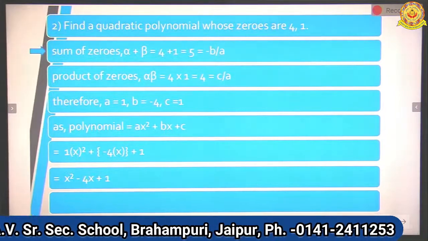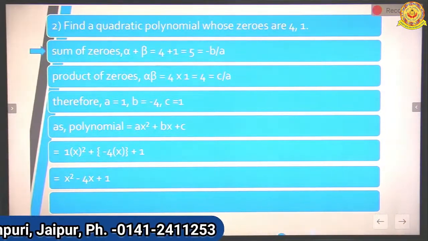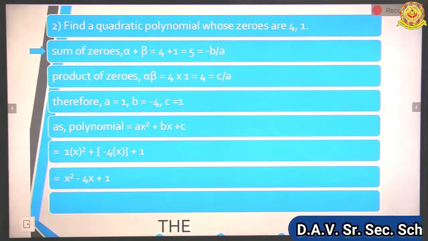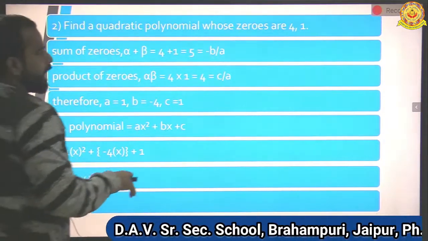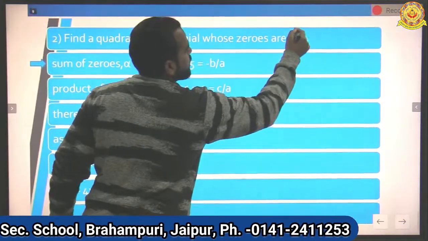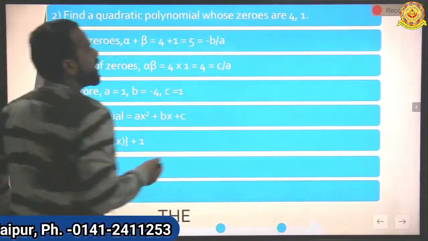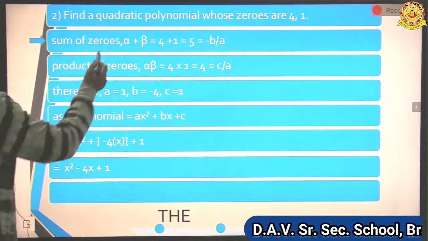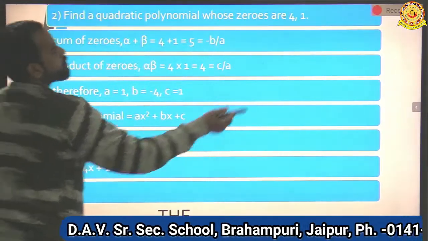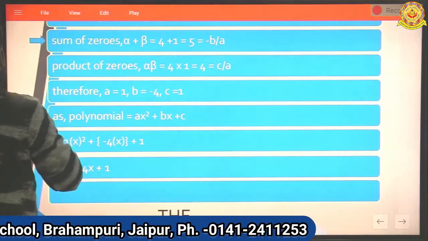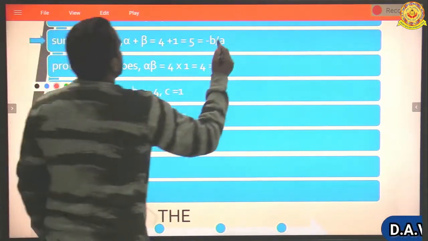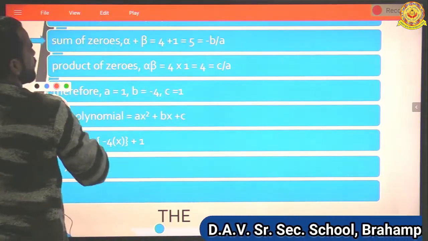Look at this. Find the quadratic polynomial whose zeros are 4 and 1. So we can find the quadratic equation whose zeros are 4 and 1 by using the same thing. What is the relation which we have seen? That the product and the sum of the zeros. We know the sum of the zeros is alpha plus beta, and the product is alpha into beta. So if only the zeros are given, look at this. These are the zeros.